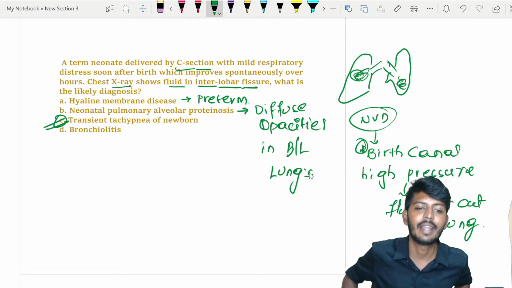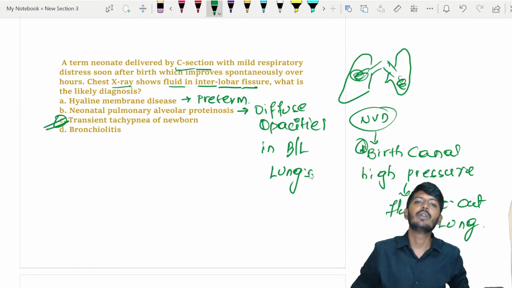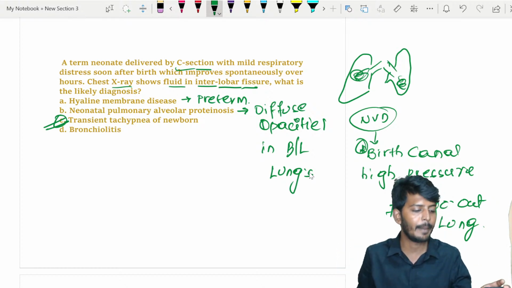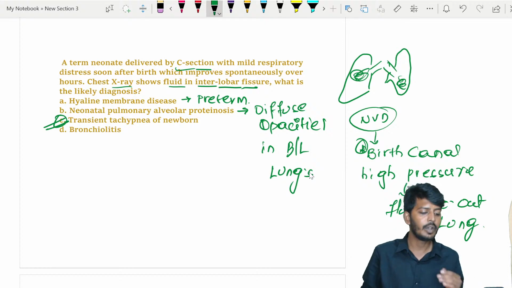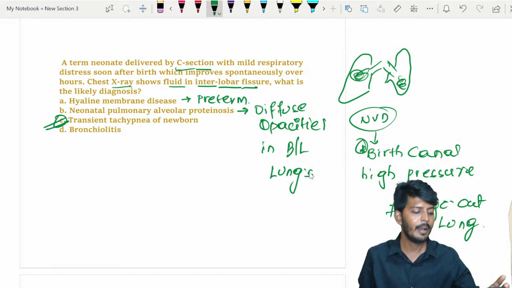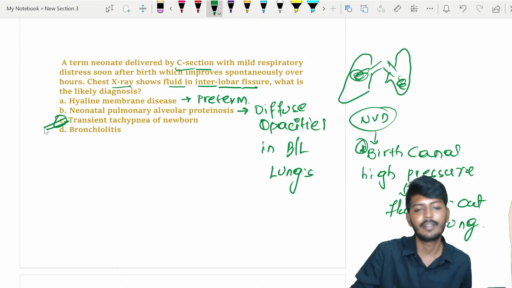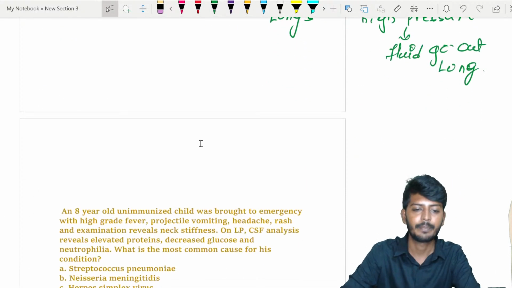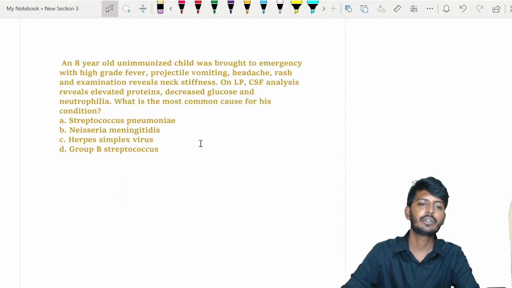Then we can consider neonatal pulmonary alveolar proteinosis, where there is an excessive deposition of protein in the alveoli of the lung. Okay, so this is the story of this particular transient tachypnea of the newborn. Let's go to the next question.